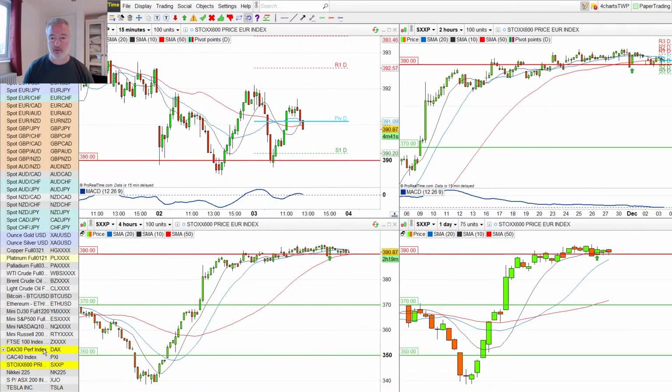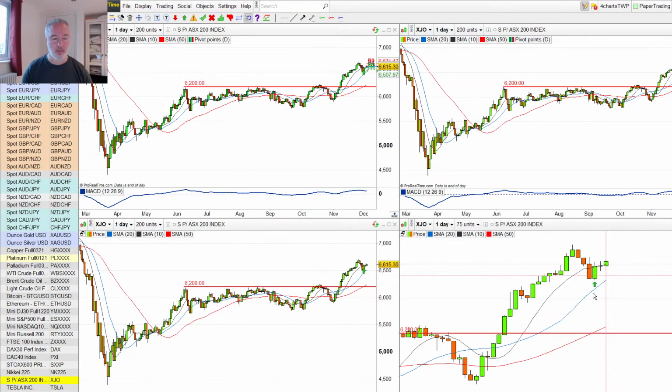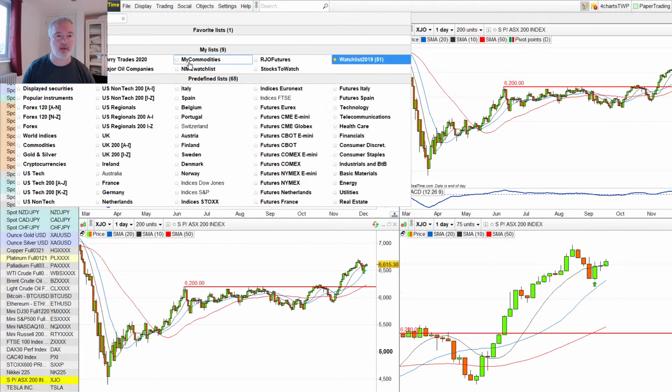Stocks 600, same thing as what I just said on the CAC. The Nikkei overall is still looking relatively bullish, but definitely is due for a bit of a retracement. At some point, I expect it to come back down. The S&P, the ASX 200, might have a potential issue there. That's pretty much it. So let's have a look at some of these other commodities as well.